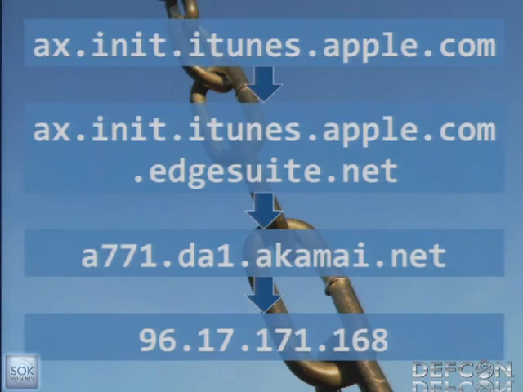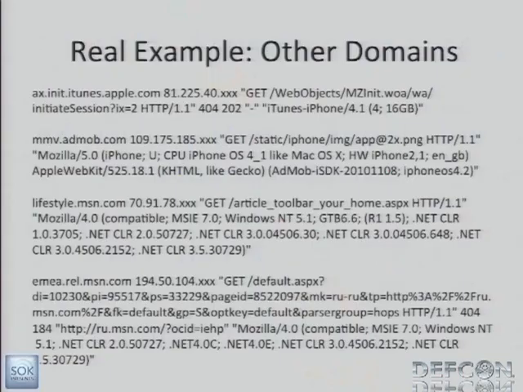So, speaking of other domains, it's time for a series of real-life examples. I apologize if this is really small, but I couldn't think of a way to better convey it, so sorry for those of you in the back. The very top request is, of course, for ax.init.itunes.apple.com. And I believe that person is actually trying to activate their iPhone. I can only assume they were unsuccessful. There's a few of these: one for AdMob and a few for MSN. I want to note that this is not an exhaustive list of the ones I saw. I saw quite a bit more. These are just the ones I chose to include.